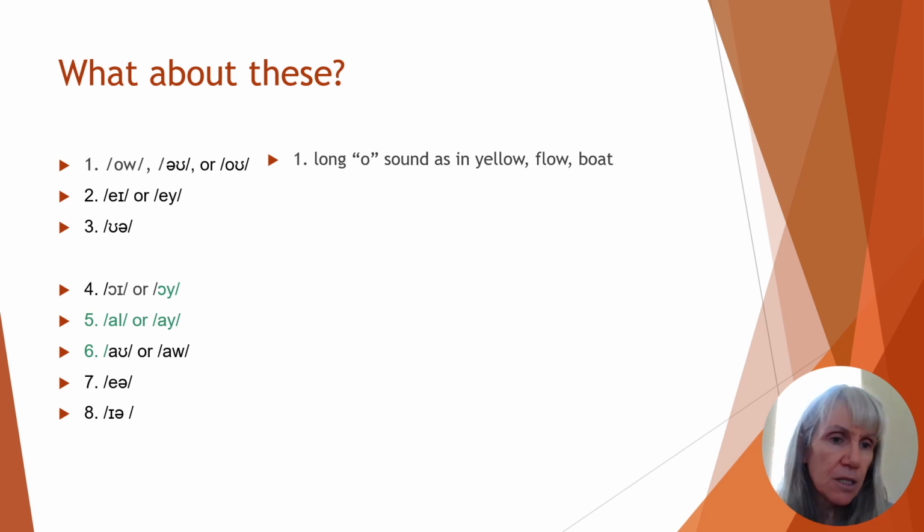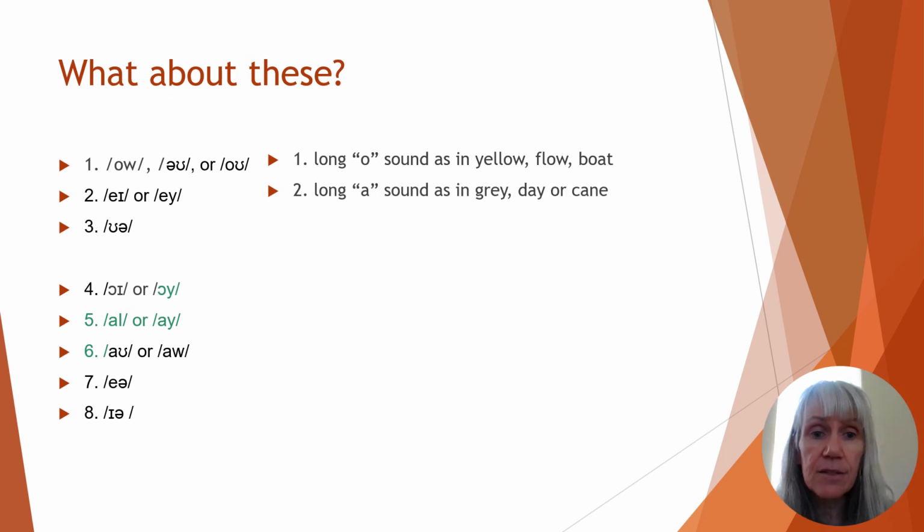What about this lowercase e with a capital I, or the lowercase e with a Y? Again, in Canada, we tend to use the Y over the I. But what we're hearing here is a long A sound. A, and of course Canada's known for its A. But it's a long A sound as in gray, day, cane.